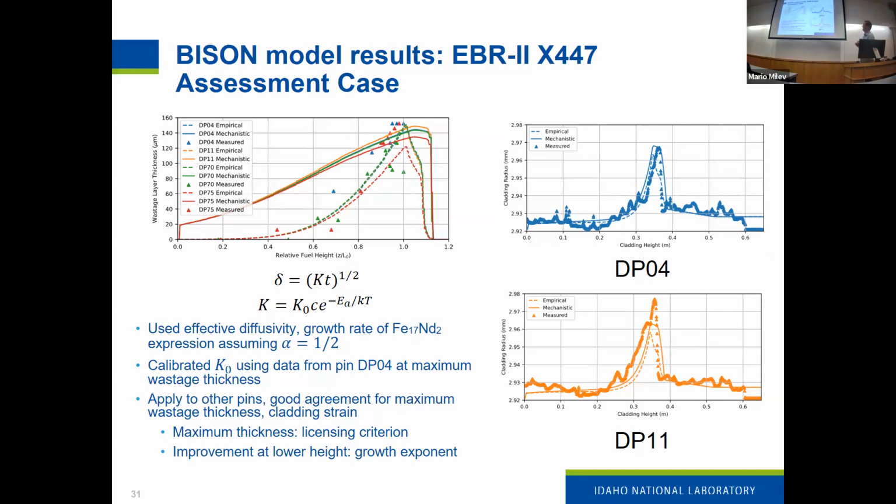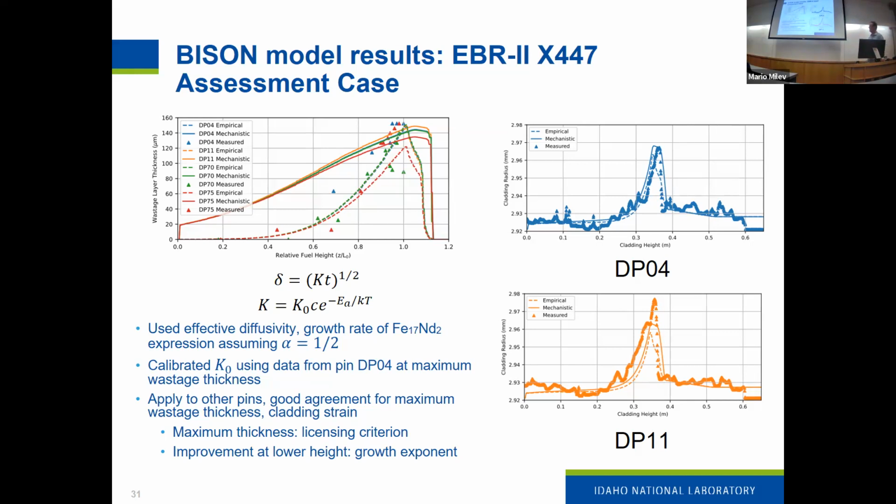X447 assessment case from the EBR2 reactor. We looked at this assessment case, and one of the unknowns that we still have here is this prefactor for the growth rate. Like I said, we're assuming that the growth constant is 1/2, but we still don't know what the prefactor for this growth rate was.